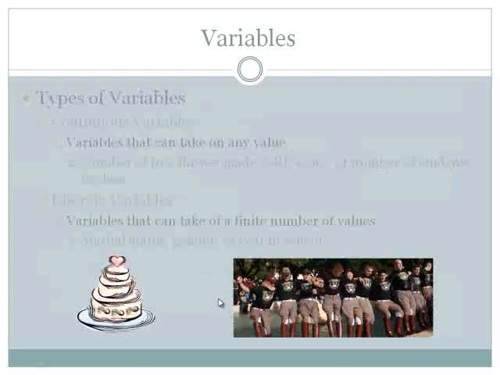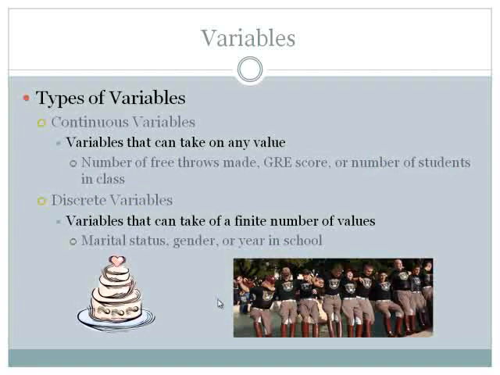Variables can also be divided into types based on continuous or discrete variables. Variables that can take on any value are continuous variables, so the number of free throws made, score on a GRE, number of students in a class, versus discrete variables which take on a finite number of values. So marital status would be an example of that: single, married, separated, divorced, or widowed. Or class in school, freshmen, sophomore, junior, seniors. So it looks like we have a group of Aggie seniors in their boots.